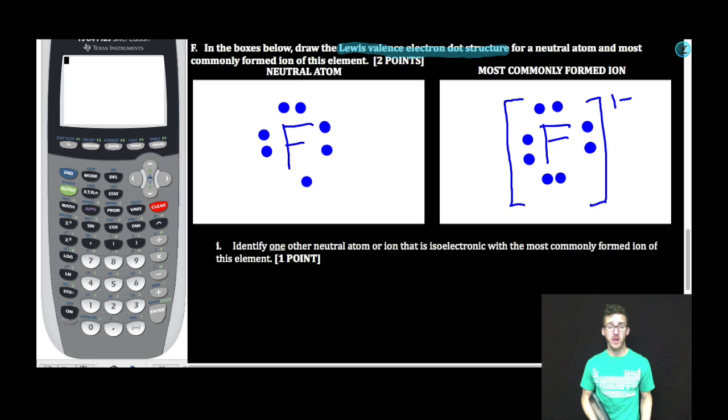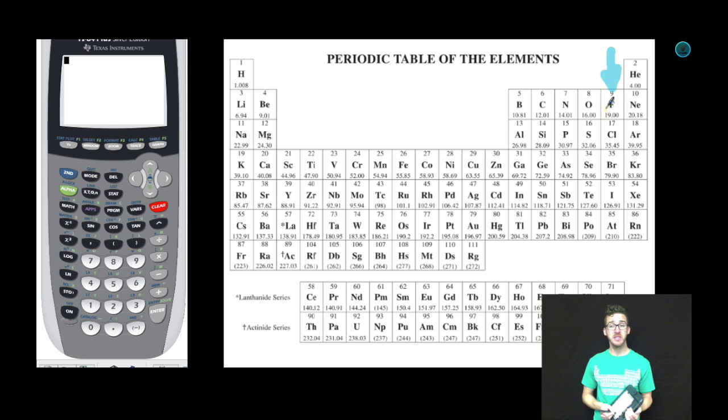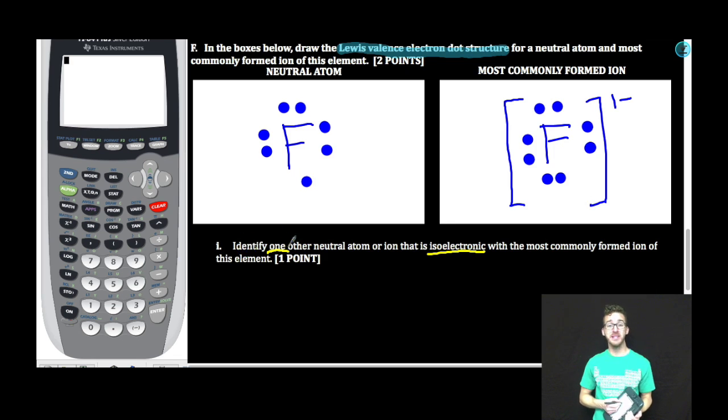Subpart I. Identify one other neutral atom or ion that is isoelectronic with the most commonly formed ion of this element. Isoelectronic means same electron configuration. There are several different answers that you can put here, but we're only looking for one other. As you think about trying to answer this, go back to your periodic table. When fluorine completes its valence level to form the fluoride ion, it will have the exact same configuration as the noble gas neon. Again, we're only asked to identify, so I'm simply going to write neon is isoelectronic with the fluoride ion.